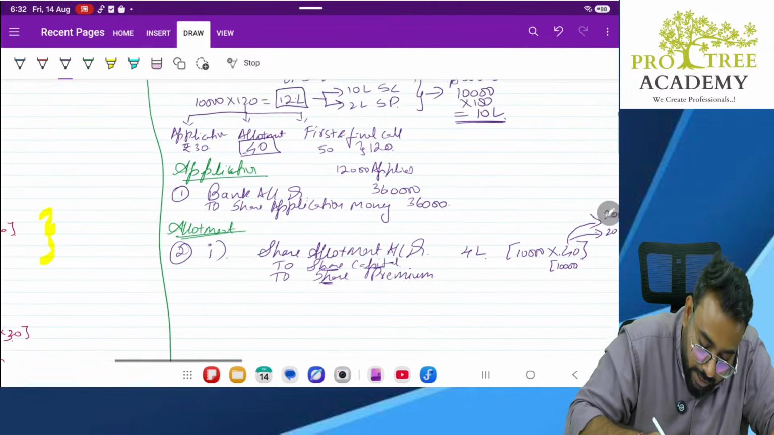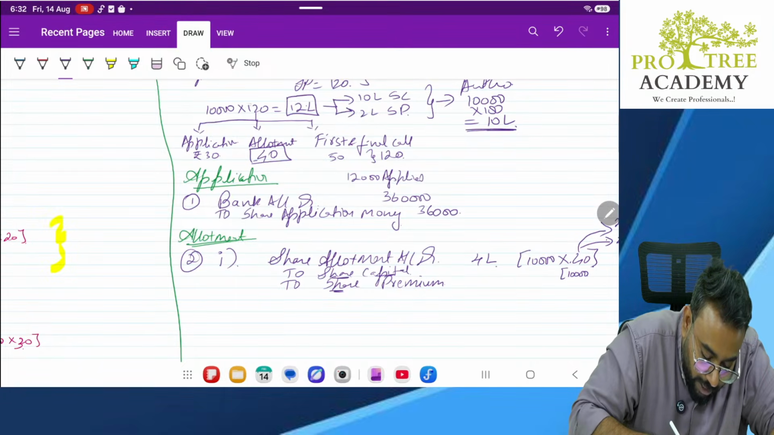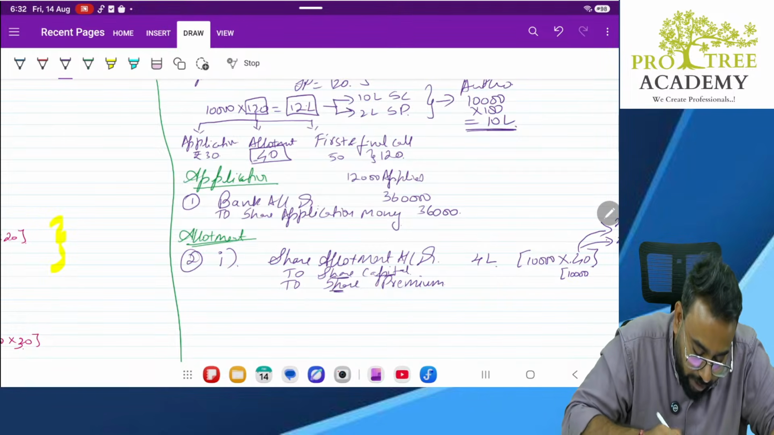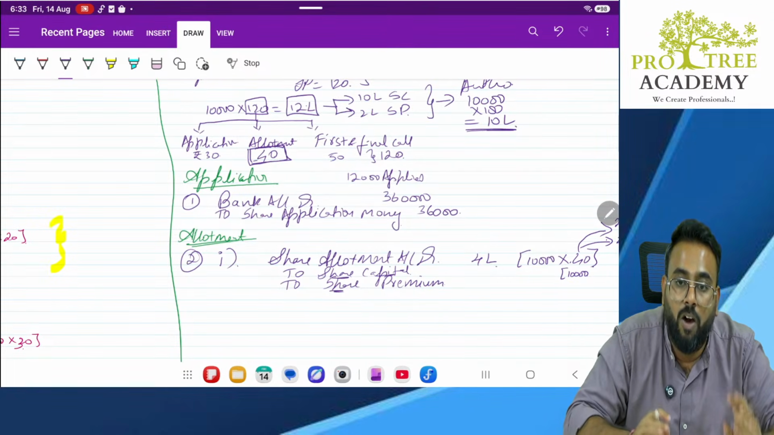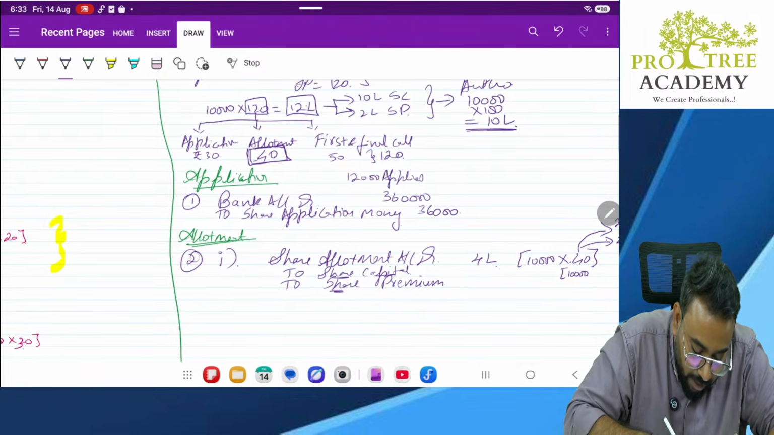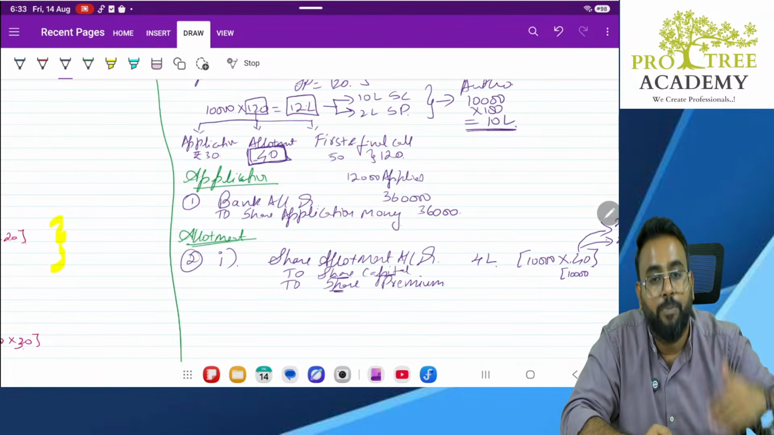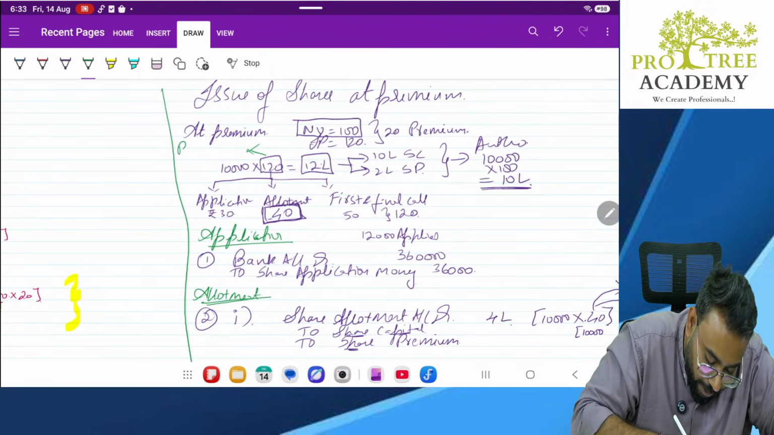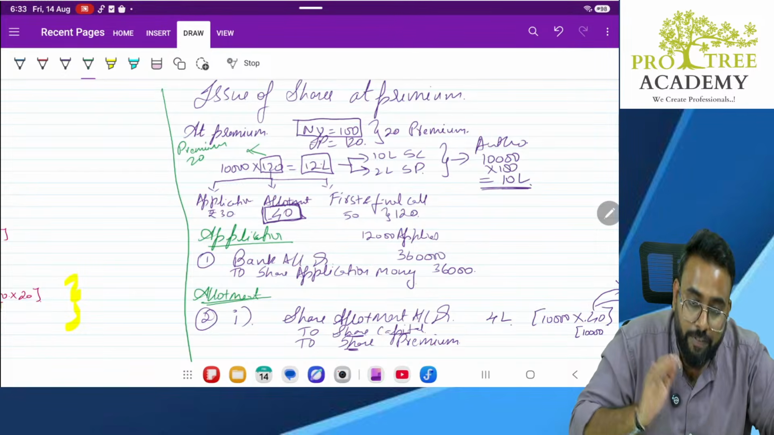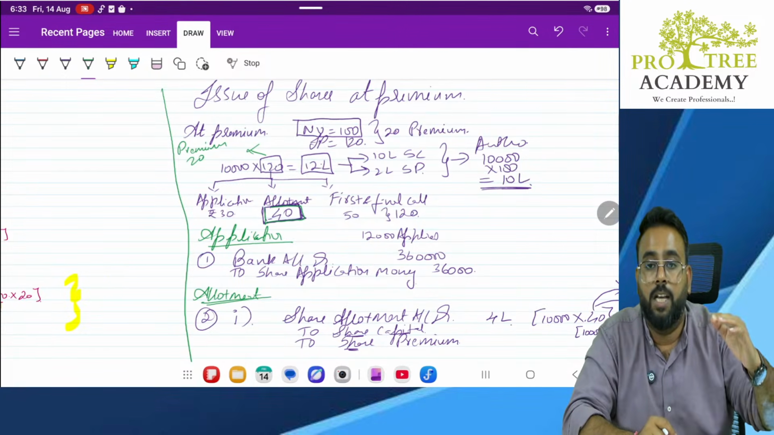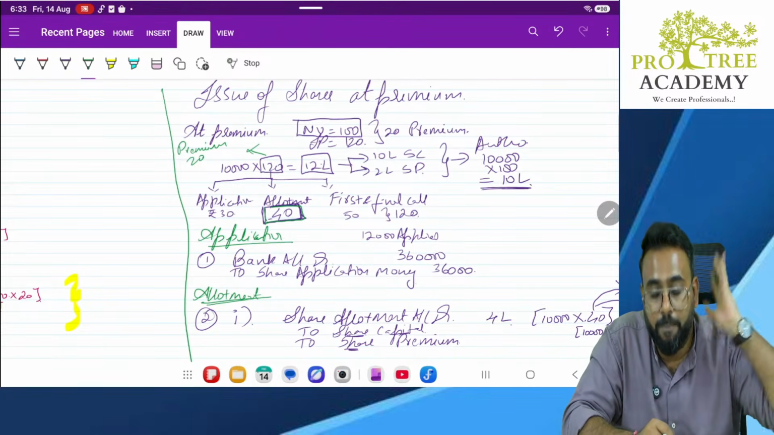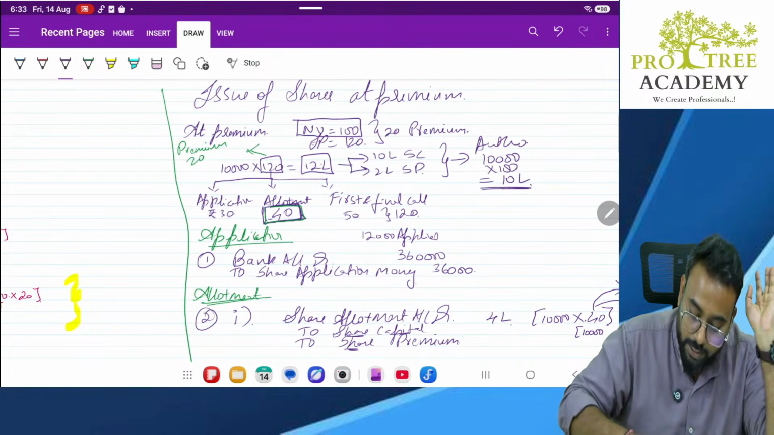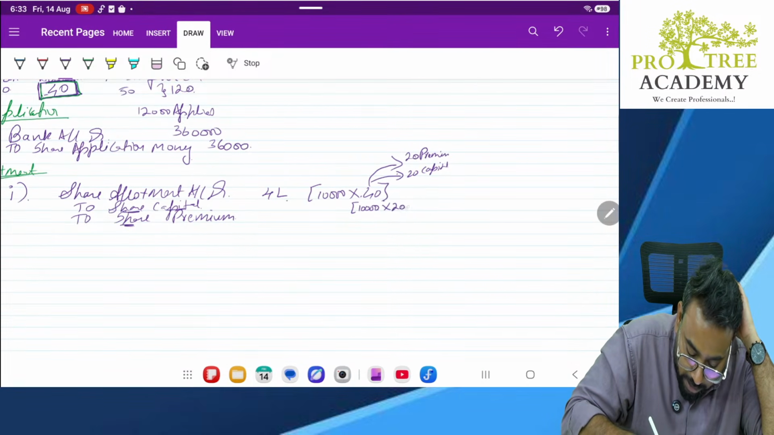Why, sir? Because see here, I have called each share. How much is the price of each share? 120. When the price of each share is 120 and you are receiving 40 on allotment, we always segregate the allotment money between premium and capital. How much is the premium? Sir, the premium is 20. So what we do is, out of allotment money, first we will take the money towards premium. So out of 40, how much is towards premium? 20. So first we will take towards premium 20. So the remaining is how much? 20.